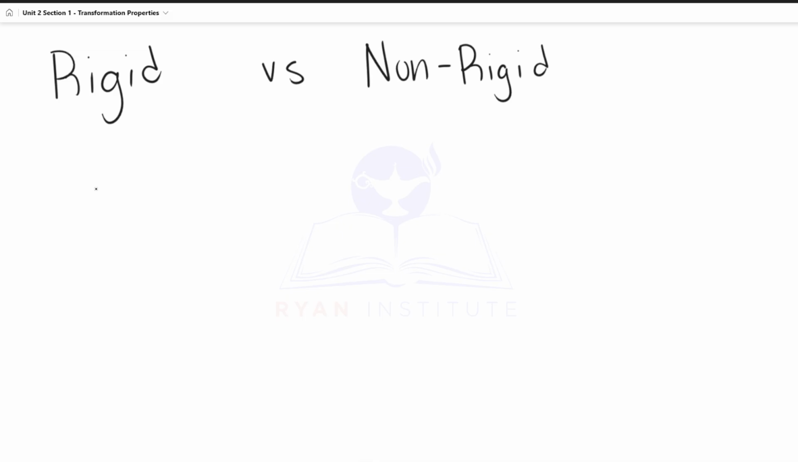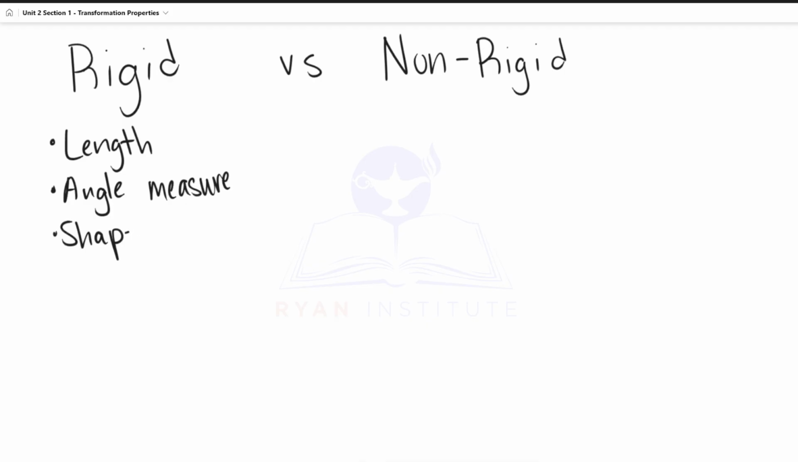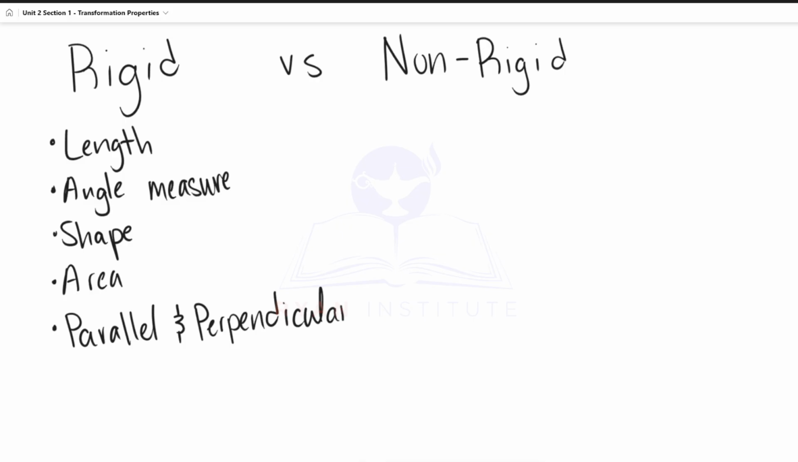Let's start with rigid. Now, a rigid motion preserves length, angle measure, shape, area, parallel and perpendicular lines, and midpoints.